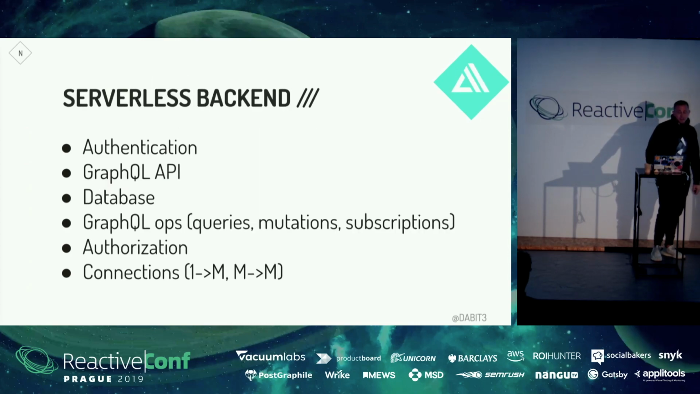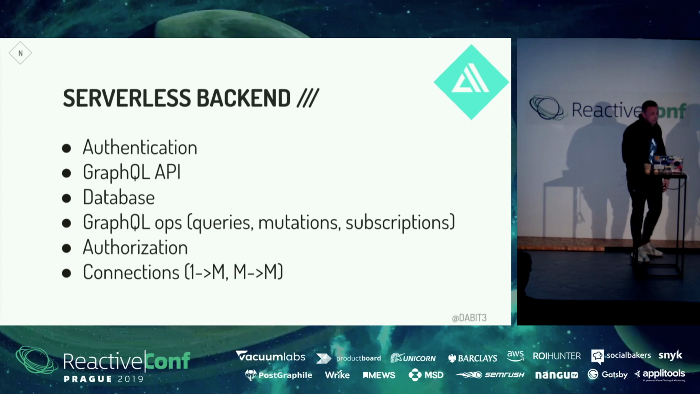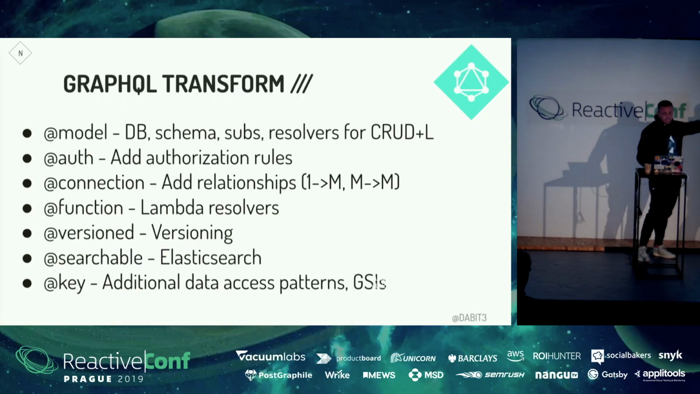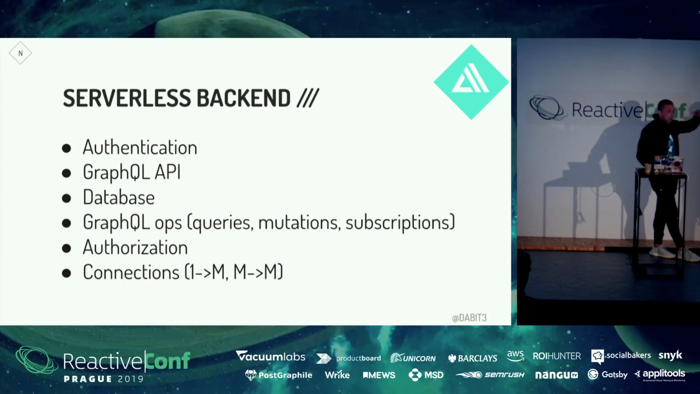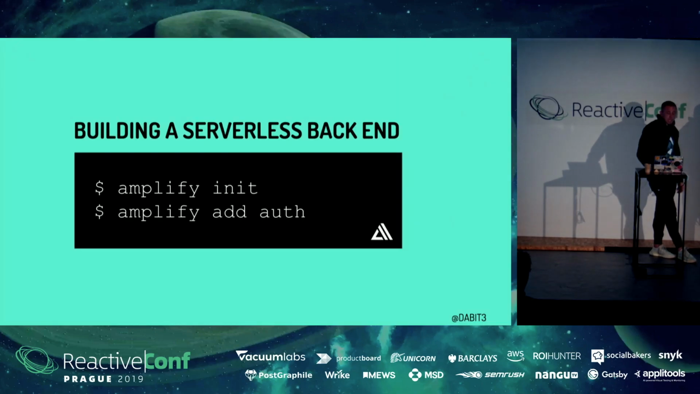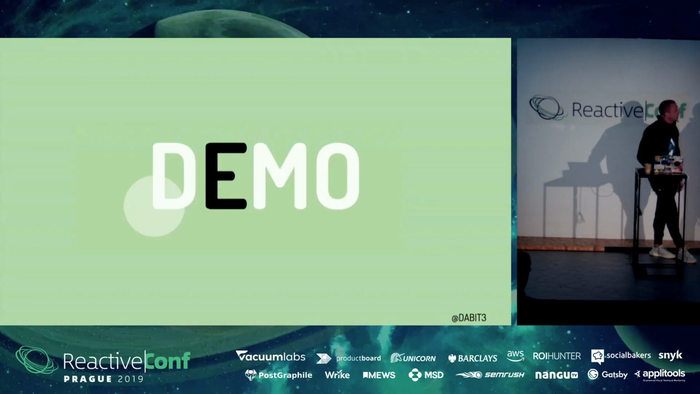So what about the serverless backends? Yeah, I think this is basically the stuff I already went over. What you end up with when you use the GraphQL transform is authorization rules on your API, your database, and all of this other stuff. To get started with this, you just run Amplify init, Amplify add auth, and then you choose GraphQL and you're kind of ready to go.